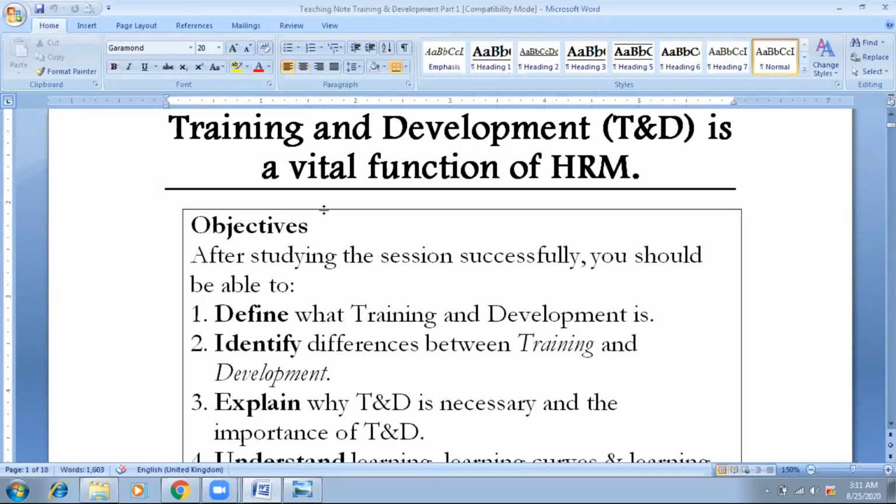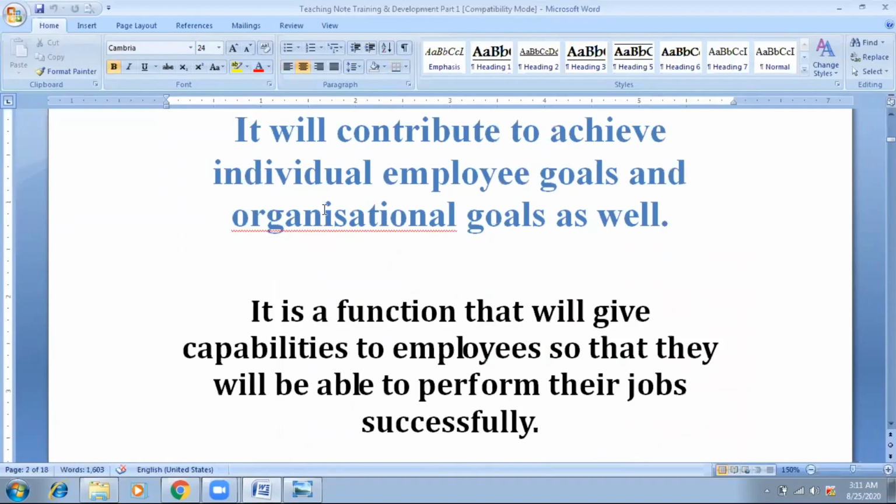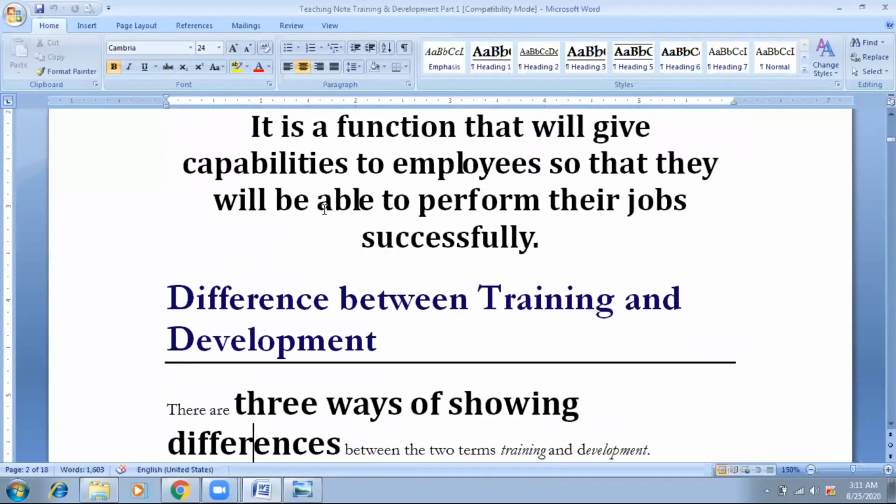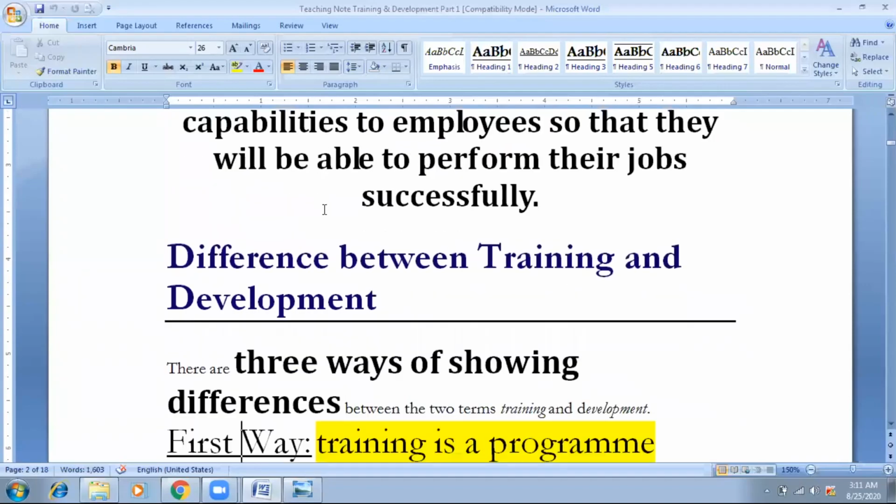However, we can differentiate between training and development. So if we want to emphasize the difference between training and development, then we can consider these two terms as two separate functions. Otherwise, normally we consider training and development as one function together. That's why T and D is, rather than T and D are.